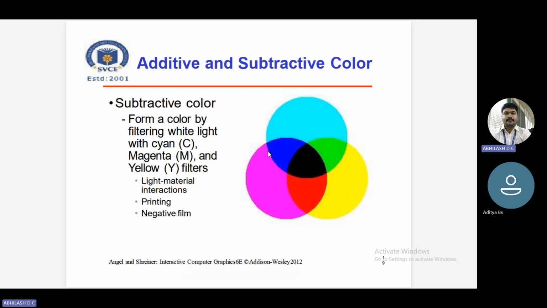This is the reverse way of additive colors. So if I add cyan and magenta, I get blue. If I add magenta and yellow, I get red. If I add cyan and yellow, I get green. If I add all the colors, then I get black. Add all the colors, meaning which are the other colors? Cyan, magenta, and yellow. If I add them, I get the black color.